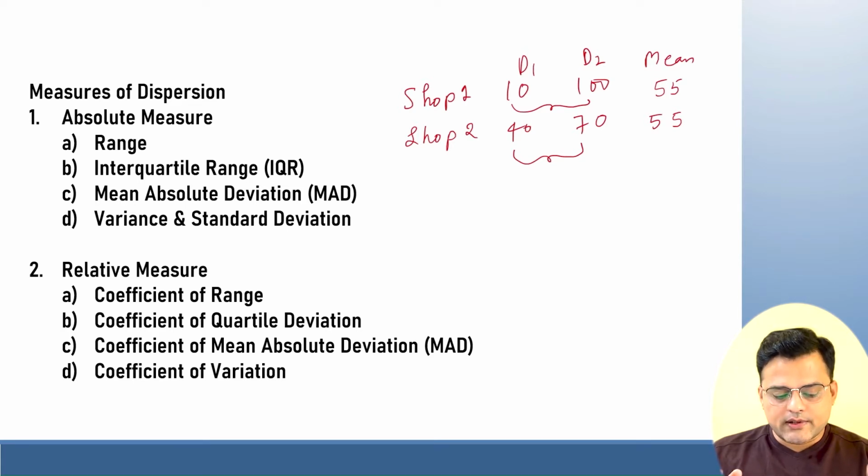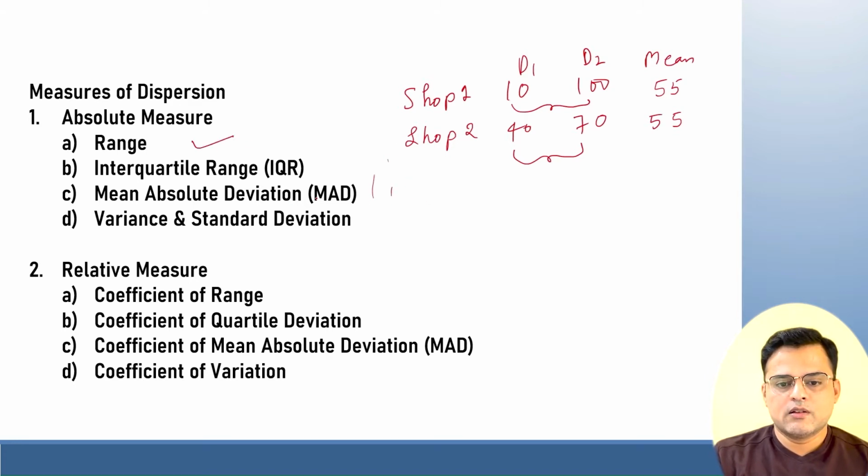One is called range. Secondly, we have quartile deviation. So we have range, interquartile deviation, mean absolute deviation, variance and standard deviation.